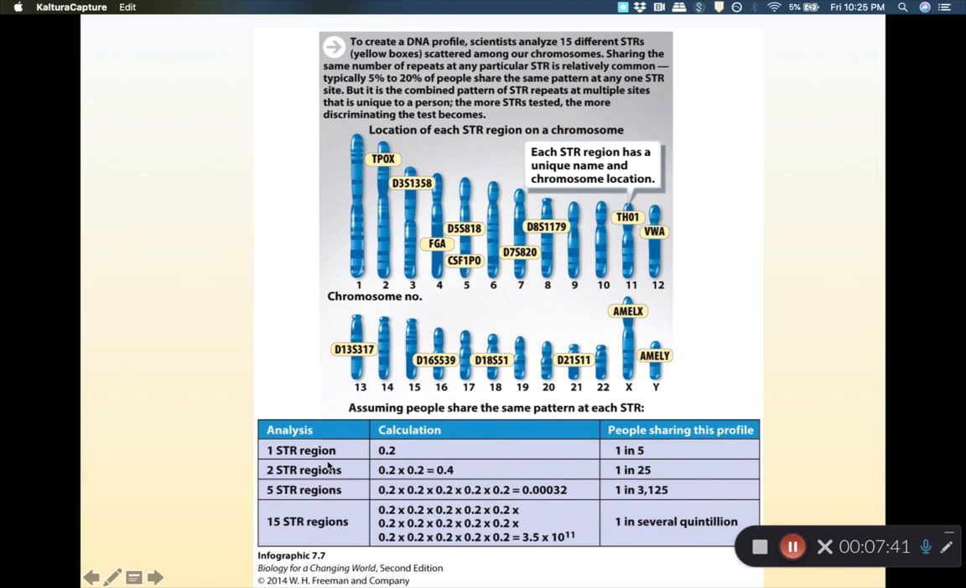So when you only have a single short tandem repeat region, it's true, about 1 in 5 people are all going to have that same region. But if you bump the number of regions up to 15, you have something in 1 in several quintillion. So your odds are extremely, extremely low that you're going to have those same short tandem repeats. So we can say with certainty that the DNA profile is very likely correct in terms of understanding whether or not we're able to identify a unique person based on these short tandem repeat regions.